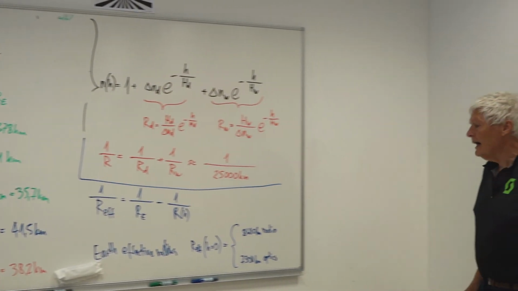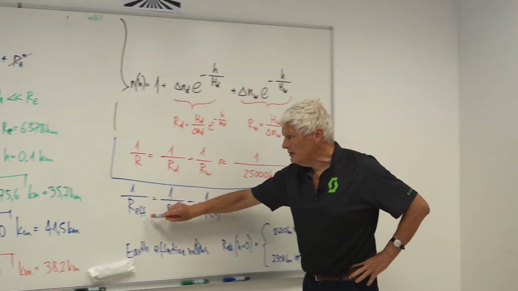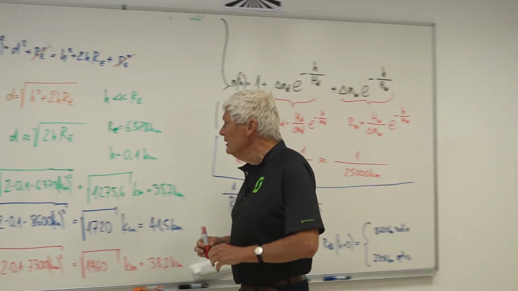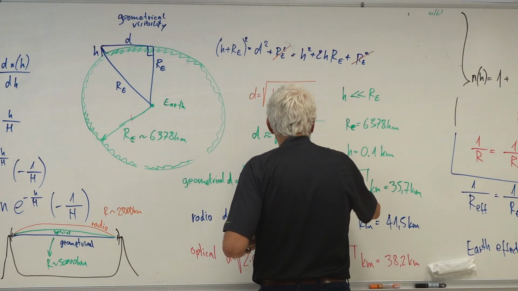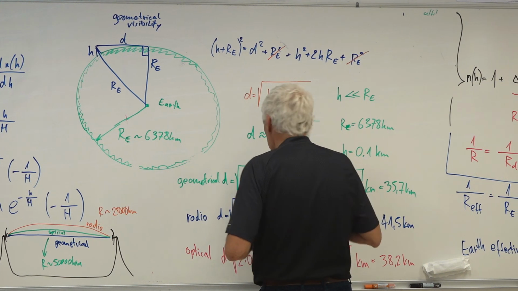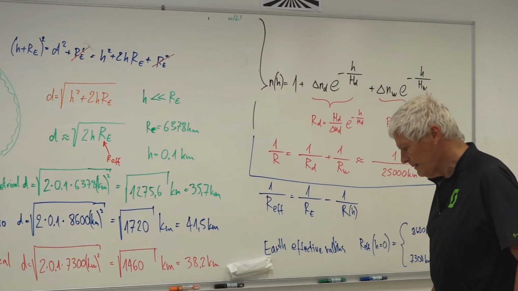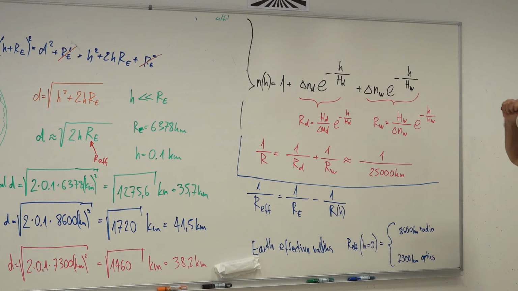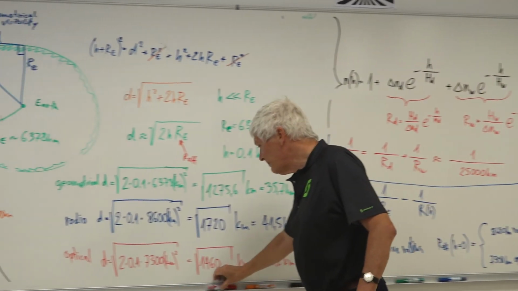If we calculate things, the simplest way is just to use this effective radius. So we put inside here not the radius of the Earth, but the effective radius, considering also the refraction in the troposphere. So we get much further away.